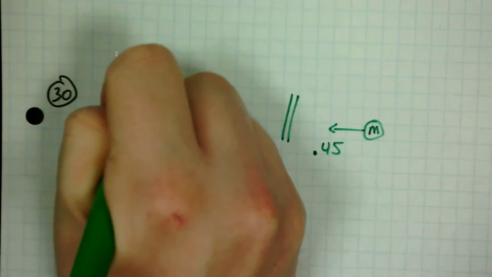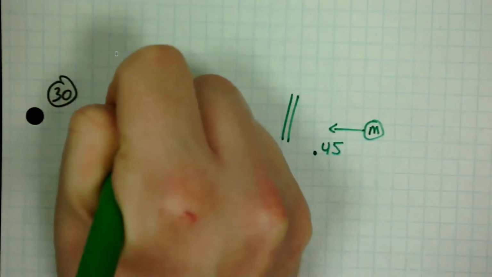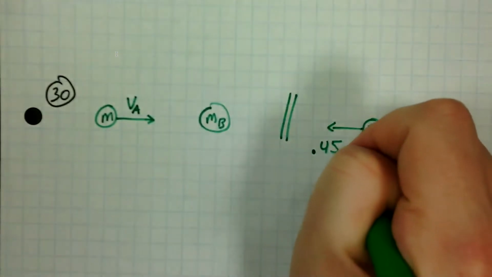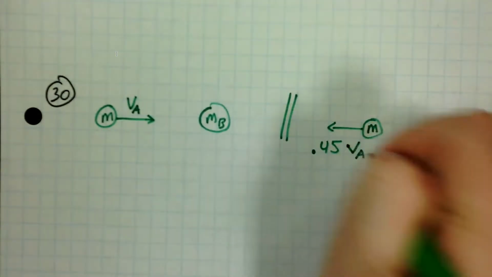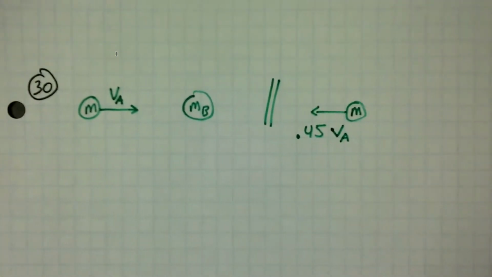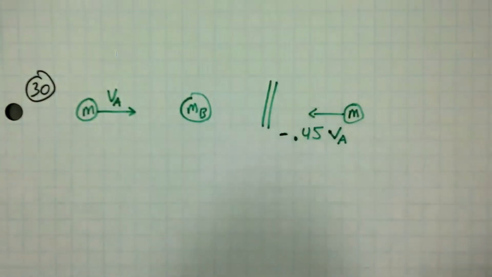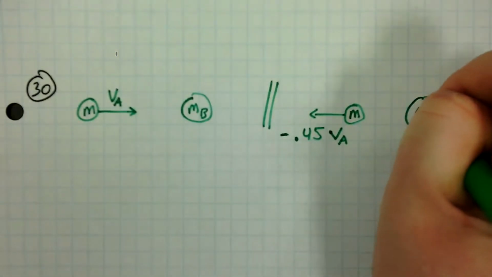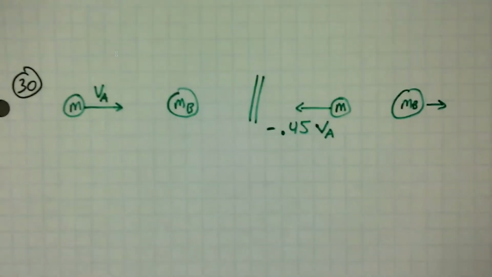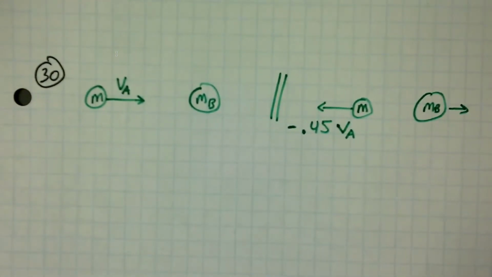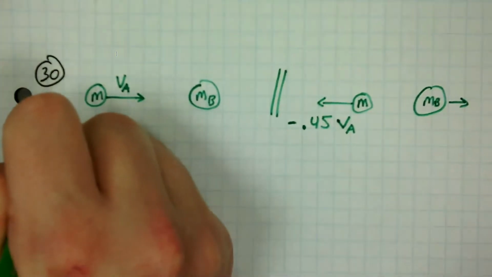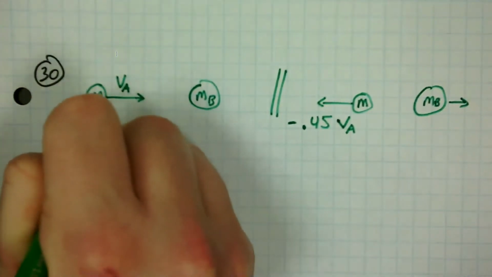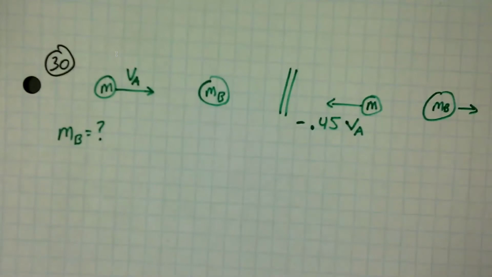And when they collide elastically, m rebounds at a speed that's 0.45 times its initial speed. So if I call this VA, then I rebound at 0.45 VA, except I'm going backwards, so it's negative 0.45 VA. And I don't know how fast MB goes, but presumably MB is going that way. And the question is, I need an expression for what MB is.